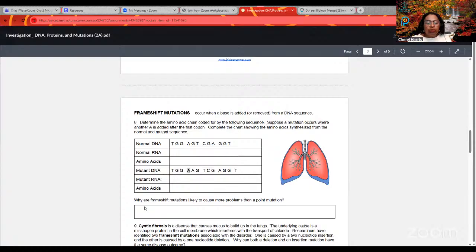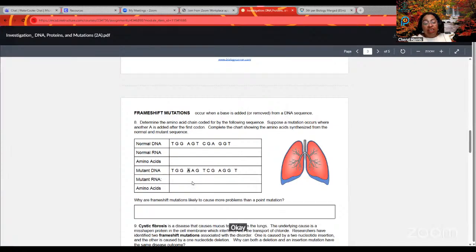And then the question was asking, why does this cause more problems than a point mutation? And our answer was what? Somebody tell me what the answer was. A point changes one, but a frame shift changes all of them.